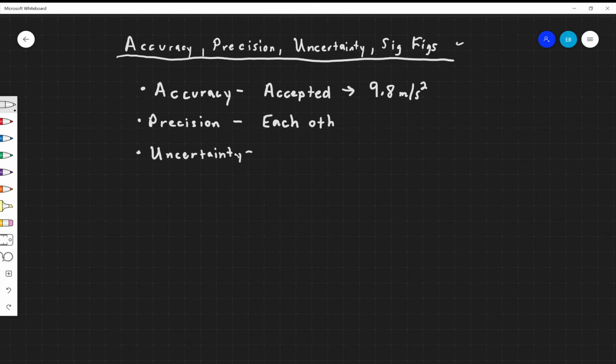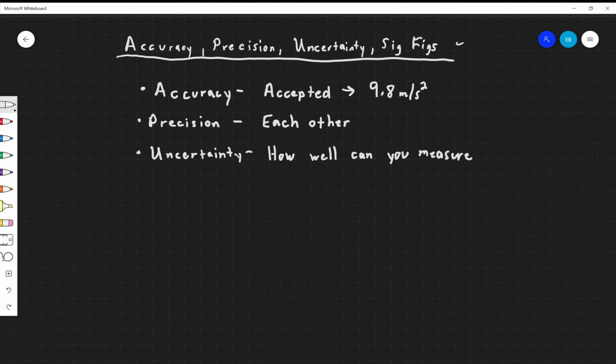So if you make a bunch of measurements of the acceleration due to gravity, the precision describes how close those measurements are to all of the other measurements you make. And then finally, the uncertainty is how well you can do your measurements. Okay, how accurately can you measure something? And this is all determined by the tools you are using. How well you can measure is determined by how good your measuring tools are.